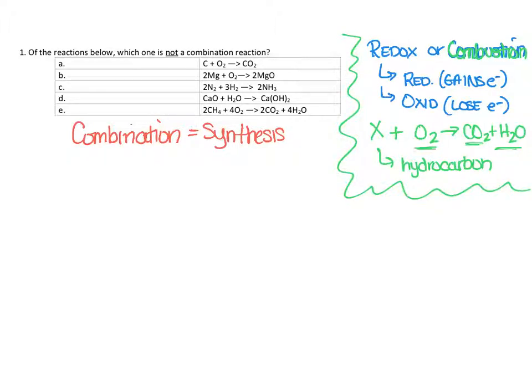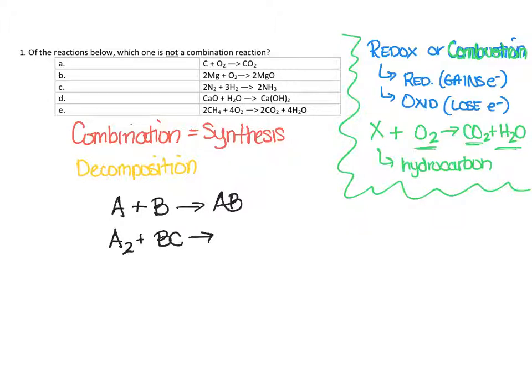But for combination or also for decomposition reactions, you're looking for a pattern, not the specific element or compound. And so what is that pattern? Well, for combination, it's two or more reactants coming together to make one product. And those two or more reactants can be any series of things, really. I'm not going to balance these, but I'm going to give you some different examples.